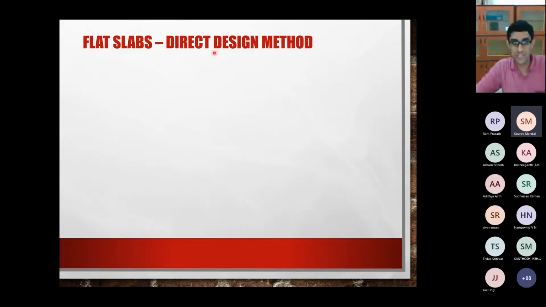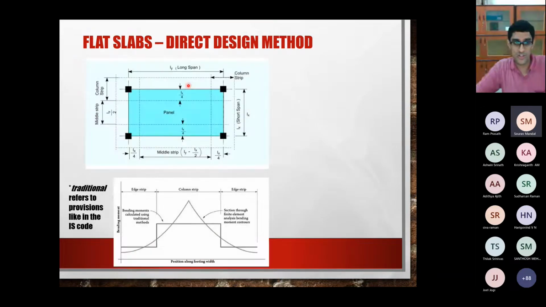So how to use this direct design method for flat slabs? This is how you split it. Column strip is Lx by 4 on each side, and the remaining is your middle strip. The only thing to notice over here is, once again, this is Ly, but still you take Lx by 4. The shorter span only you're taking and dividing by 4.